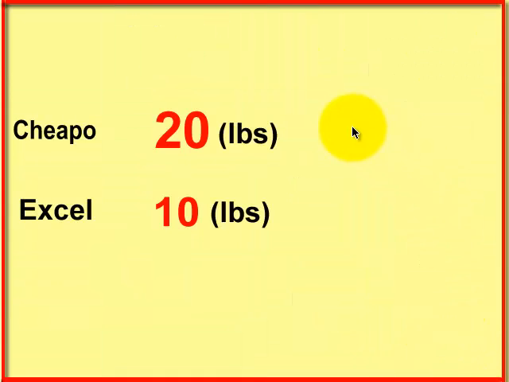Bam. It looks like you're going to get 20 pounds of El Cheapo and 10 pounds of Excelente. And if you mix that together, you're going to get a 30-pound batch that costs you about $6 a pound on average there.